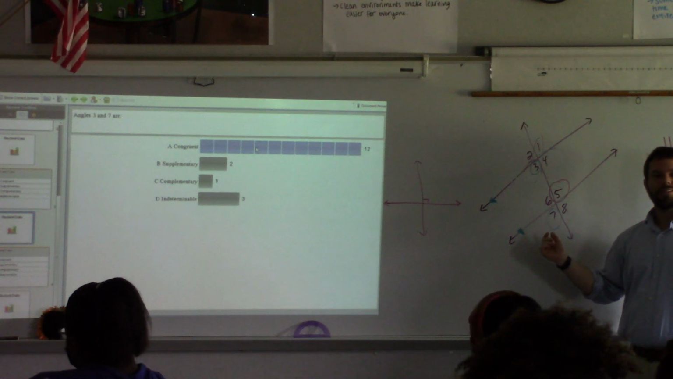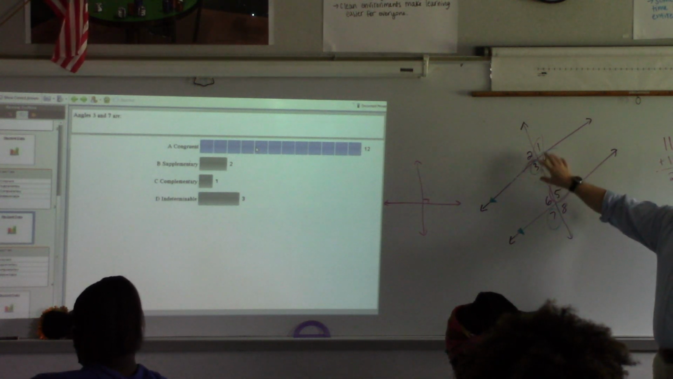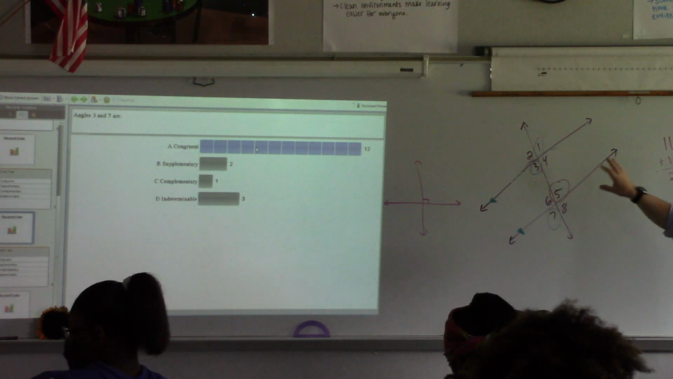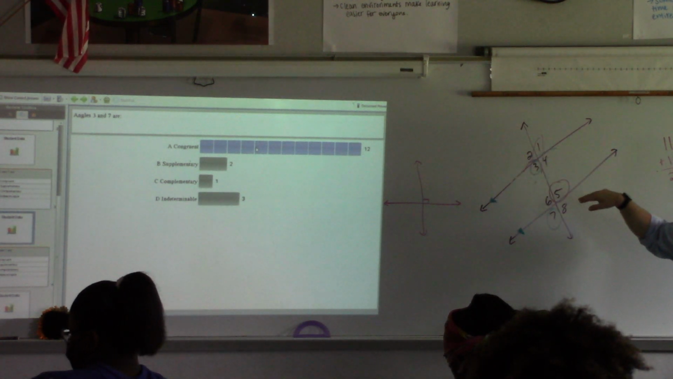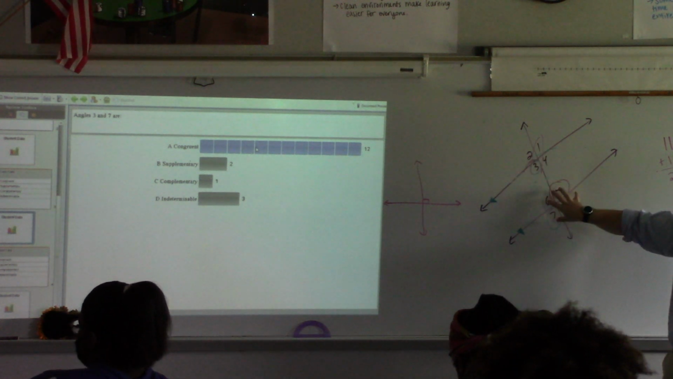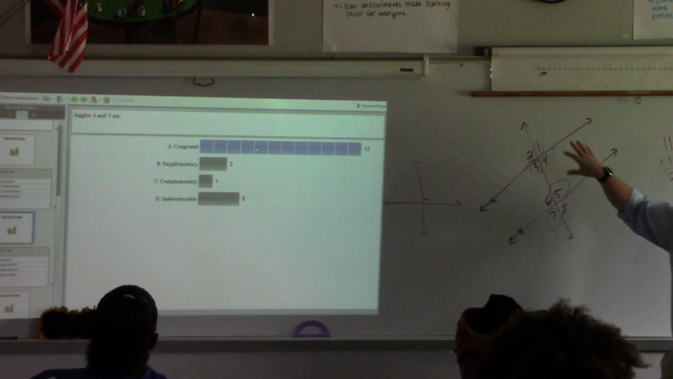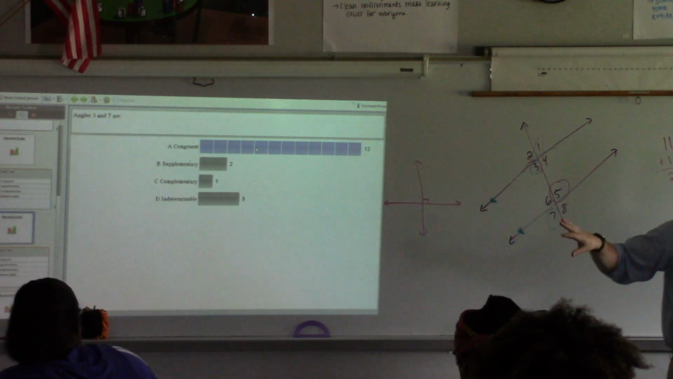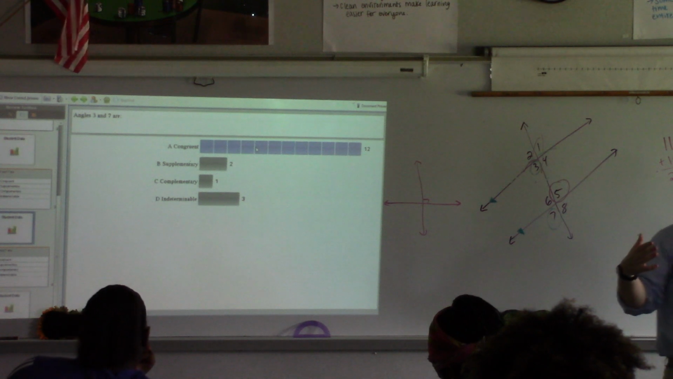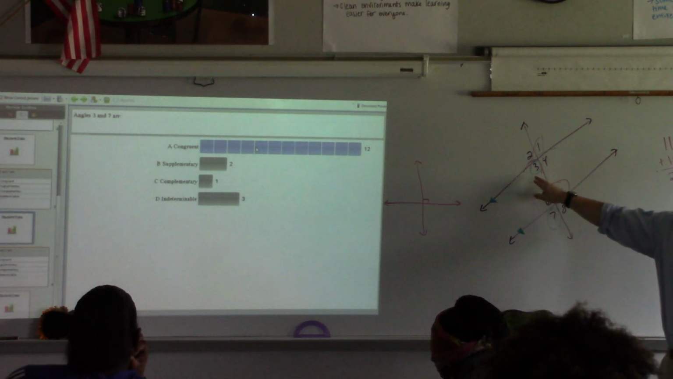Equivalent to... that's congruent. Look, they are corresponding angles, right? If I were to take this intersection and translate it down to here, wouldn't 3 be right on top of 7? Yes. So they are corresponding angles, and corresponding angles are congruent. Okay? So good job on that. But pay attention to that language, guys.